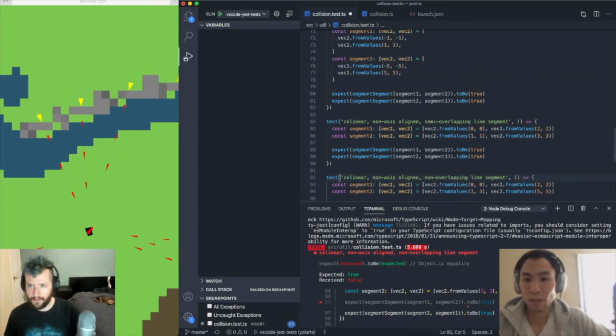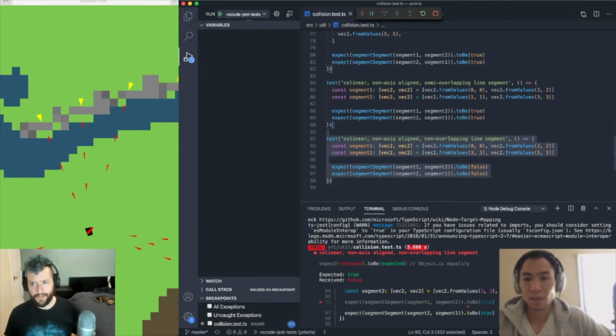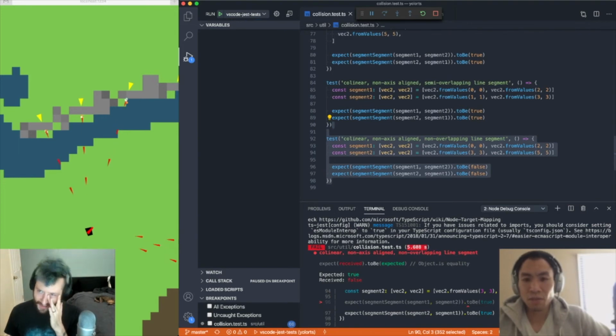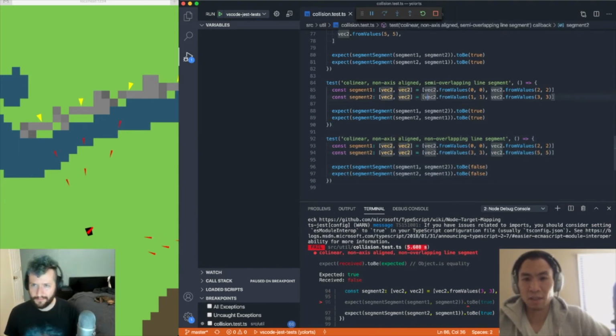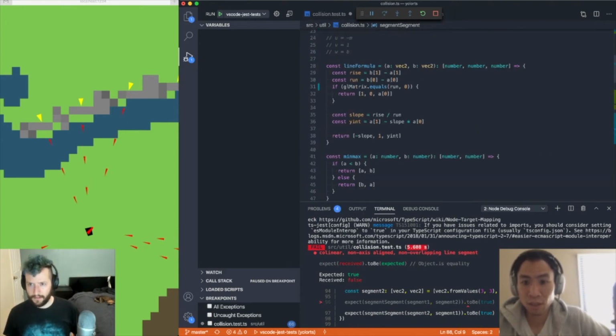Hey, this is pretty cool. So it works. This one never even makes it because of the box check, but yeah. So I do wonder if in the line formula we're doing a division that normalizes things. I mean, it's rise over run. We're getting a normalized slope.